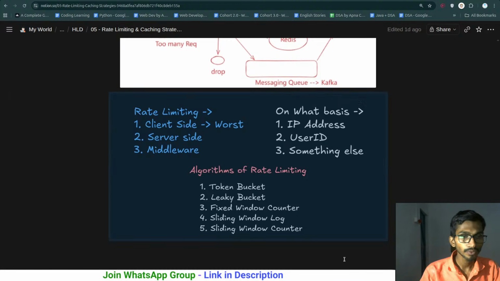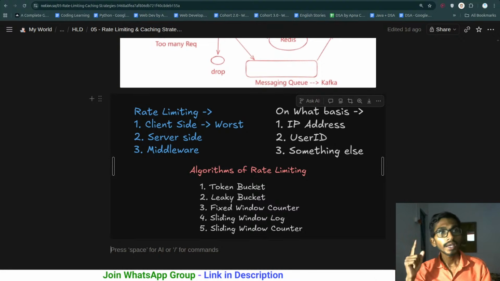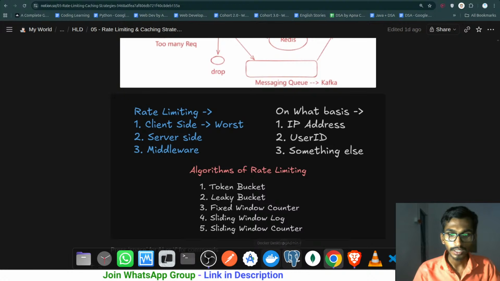Okay, here we go. And then on the basis of either IP address or user ID or something else, completely up to you. Whenever you get a request, you can just check the ID of the user, and a user with the same particular ID should not be able to make requests over and over. And this is how things are going to go ahead.